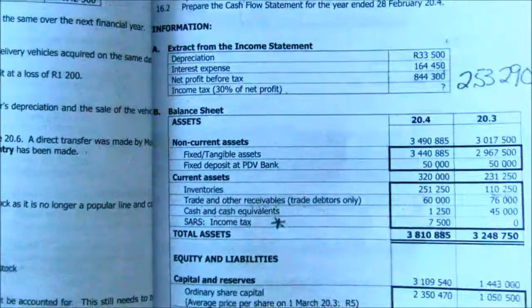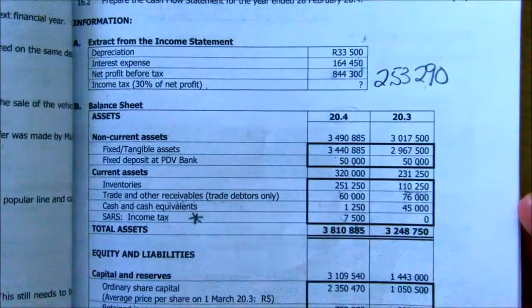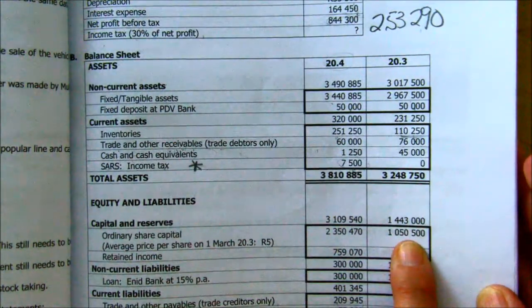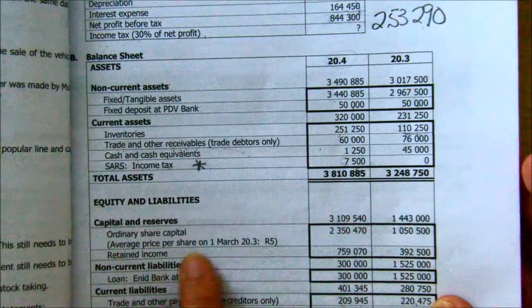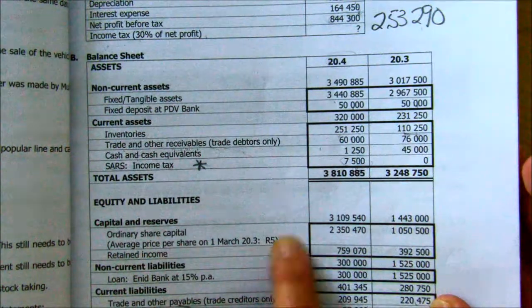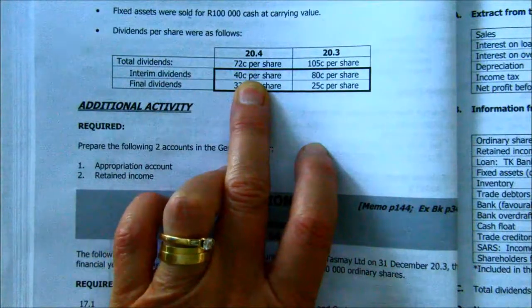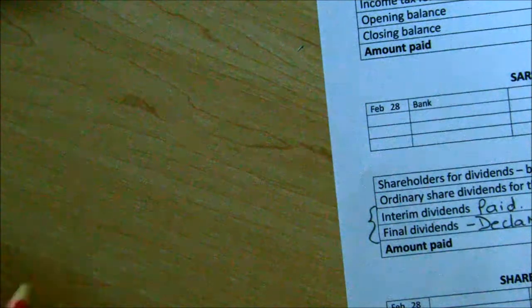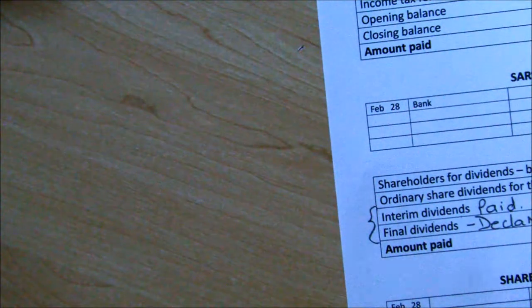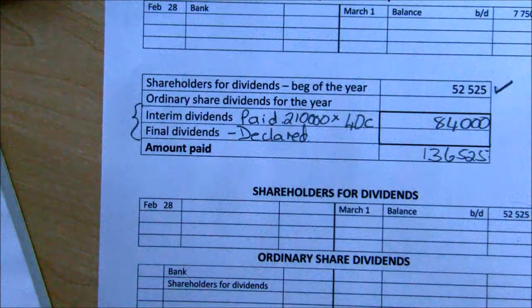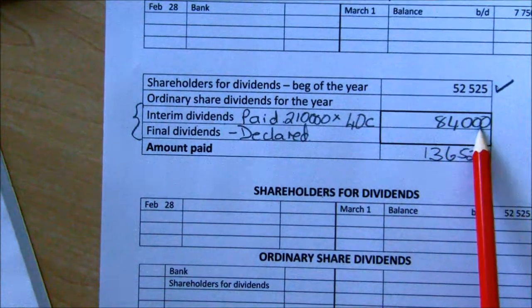Now, in this exercise over here, we were told that we had share capital at the beginning of the year of 1,050,500, and that the average was 5 Rand a share. So from that you can work out how many shares had actually been sold for that. And then you were told that the interim dividend was 40 cents per share. So your interim dividend is going to be 210,000 times the 40 cents. And so therefore the actual interim dividends you can get is 84,000.